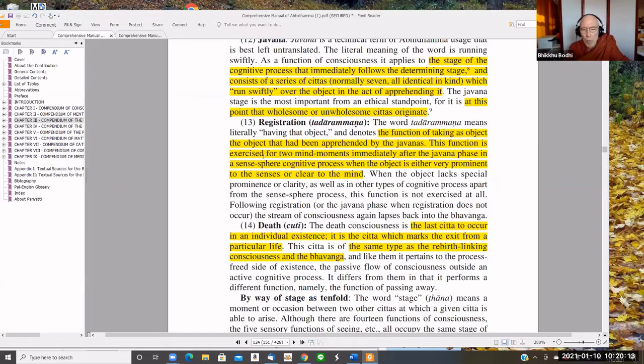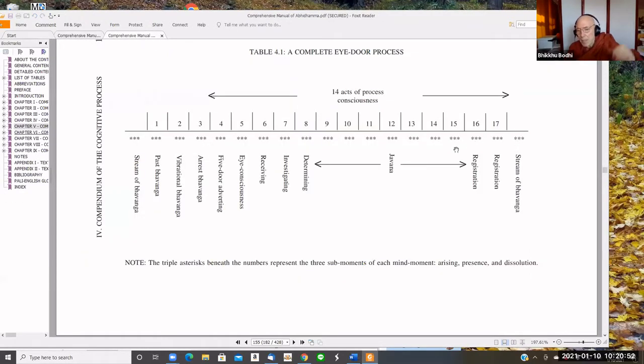And this function is performed just for two mind moments immediately after the javana phase in a sense sphere process, when the object is either very prominent at one of the five senses or particularly clear to the mind on the occasion of inward reflection. When the object is not very prominent or clear, then the registration cittas don't occur at all. Then after registration, the flow of cittas drops back into the stream of the bhavanga.